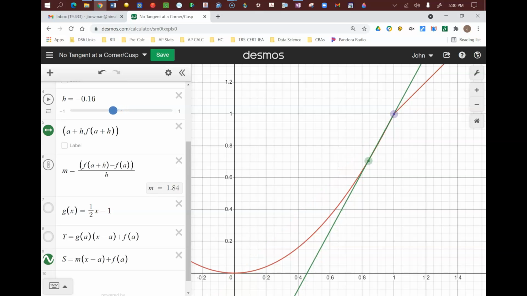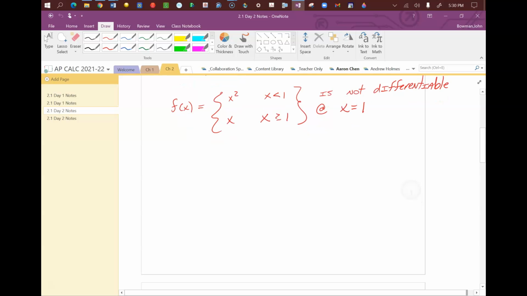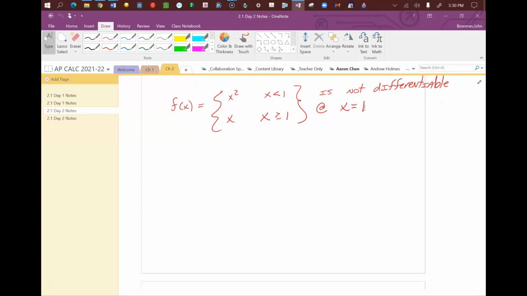Now we're going to move over to the other side where you can see that h is negative. So this is the left-hand derivative. The slope is currently 1.81, but as we move closer and closer to 0 for h, the slope appears to be approaching positive 2. So in other words, our left-hand derivative is positive 2 and our right-hand derivative is positive 1. They're not equal to each other, therefore the derivative does not exist for this piecewise function at x equal 1. Now, how do we do that algebraically? Here's how we do that algebraically.